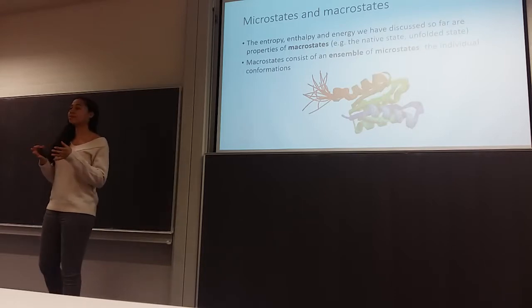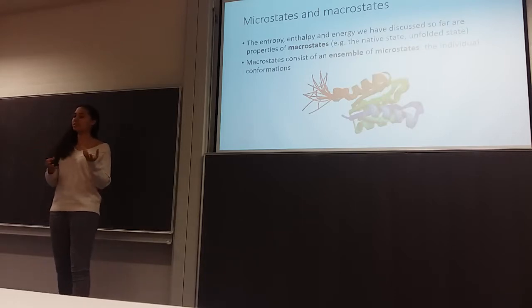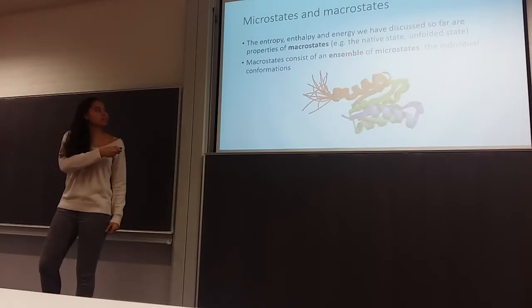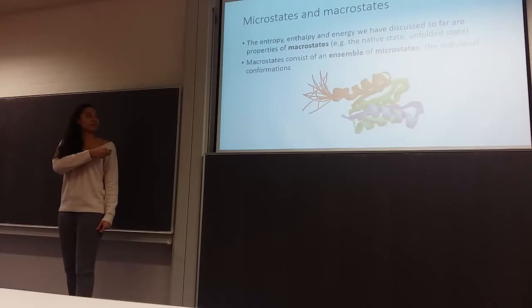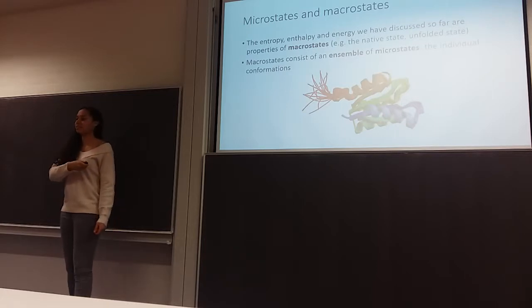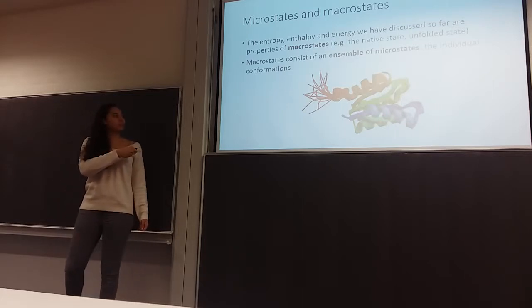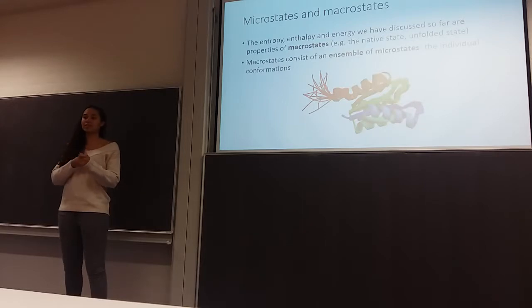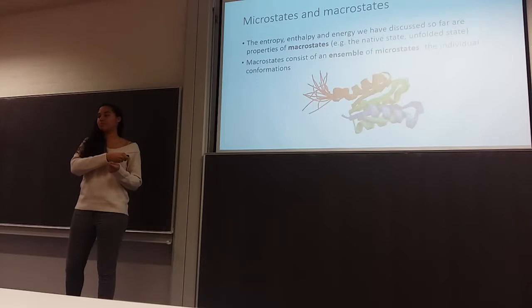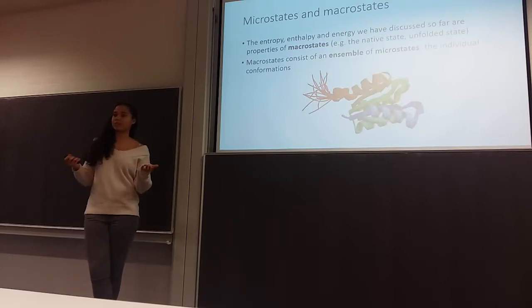So then a small intermezzo, the entropy and energy and enthalpy that we have talked about so far are properties of a macrostate. So that's, for example, the folded state or the unfolded state. For example, this whole ensemble would be a macrostate, so this is the folded protein. And then these macrostates consist of an ensemble of microstates. So these are all the individual configurations that are in this macrostate. If you talk about a microstate, you're really talking about one specific structure. If you talk about the macrostate, you're talking about broader terms like the folded or the unfolded state.